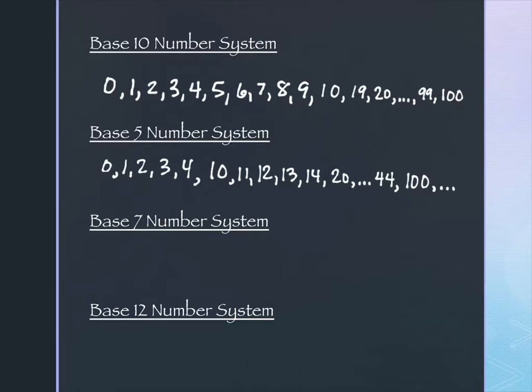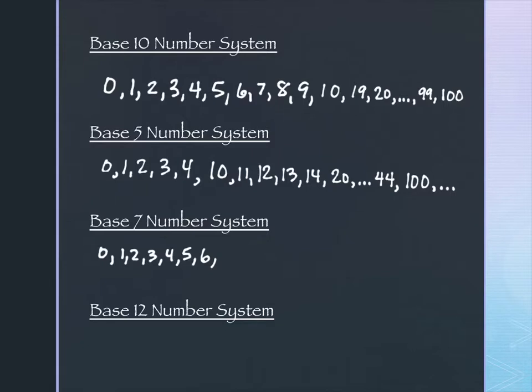Let's do this same sort of thinking process, and we'll do base 7. So base 7 will have how many numerals? 7. So it will go from 0 up through what? 6. 6 is our biggest numeral in base 7.